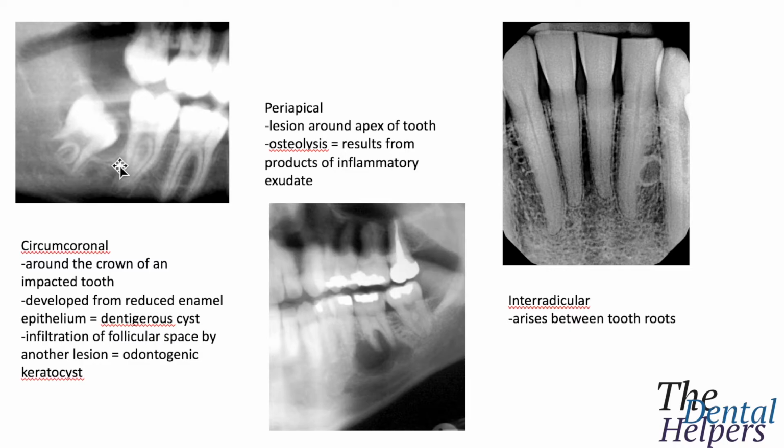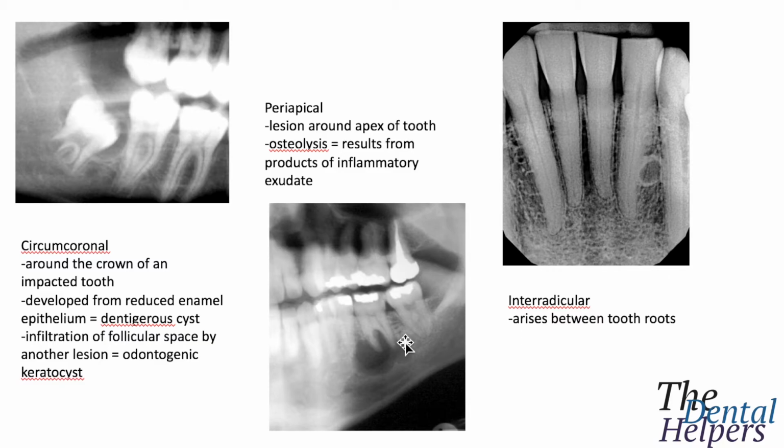It's typically developed from the reduced enamel epithelium. So if you refer back to histology, you can kind of pop that in your head, what that means. And in the case of this, it's going to be a dentigerous cyst. If it's infiltration of the follicular space by another lesion, that's an odontogenic keratocyst. Now we can have it periapical. Peri means around, apical means the apex of the tooth. So if we look, this is around the apex of the tooth.